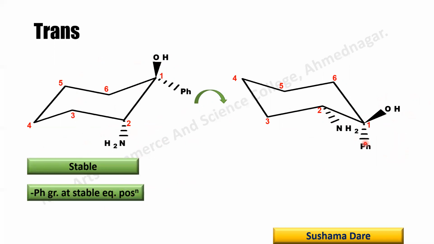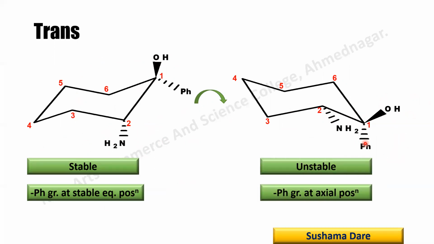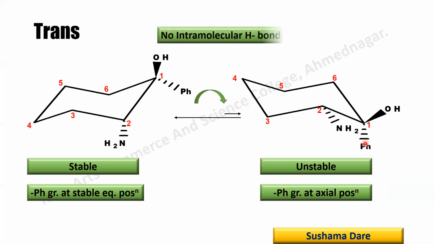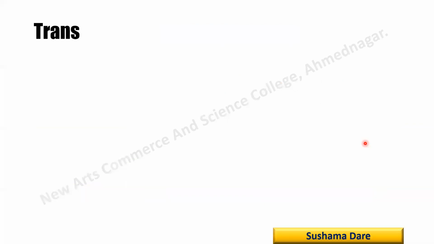Therefore, the first structure is more stable because the phenyl group is at the equatorial position, while the second structure is unstable. The reason behind it is that the phenyl group is at the axial position. Therefore, the first structure is more stable as compared to the second structure. So the equilibrium arrow is shown towards the first structure. As the hydroxy group and NH2 group are in the opposite direction, there is absence of intramolecular hydrogen bonding.